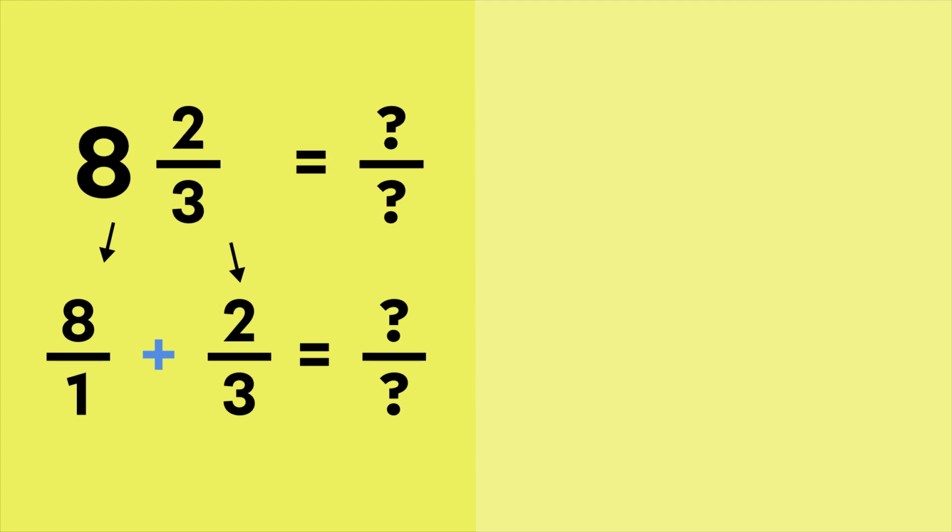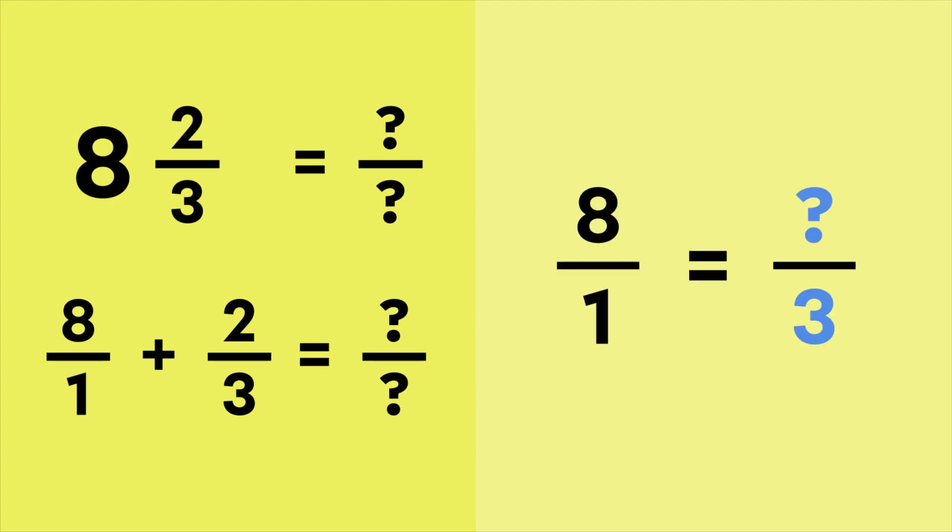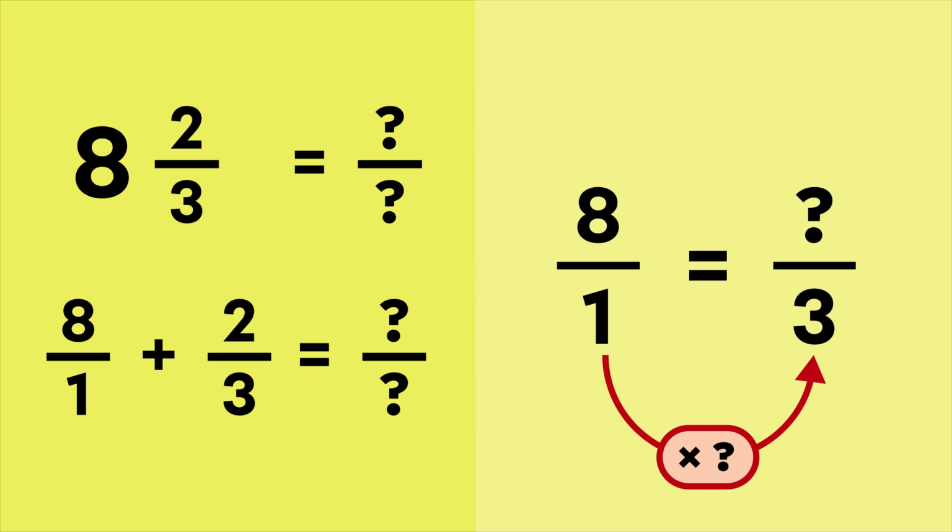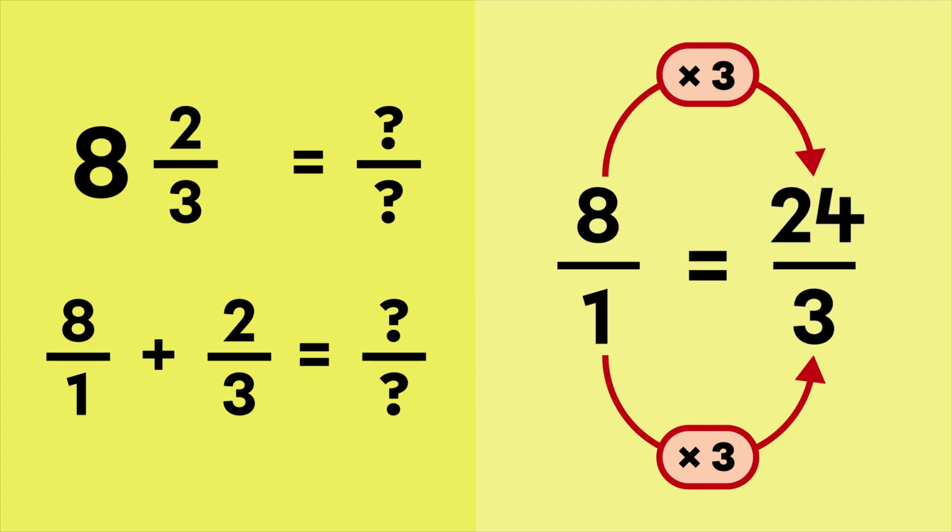So I convert the fraction 8 over 1 into an equivalent fraction over 3. I ask myself, what should I multiply 1 by to get 3? 1 times 3 equals 3. I also multiply the numerator by 3. 8 times 3 is 24. 8 over 1 equals 24 over 3.